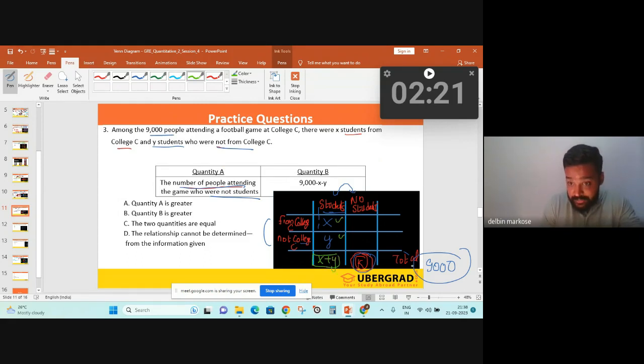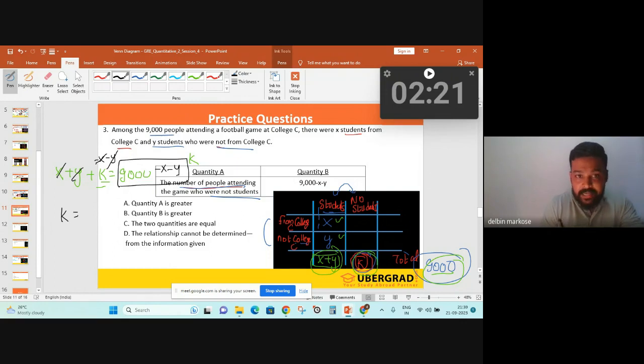So we know that the total number is 9,000, and we know that this value plus this value, you have to get 9,000. Let me write it as an equation: X plus Y plus K equals 9,000. The question, you have to find the value of K. So you see X and Y this side. I'm just subtracting X and Y from both sides. If I subtract X and Y, it's gone. K, you are getting it as 9,000 minus X minus Y.